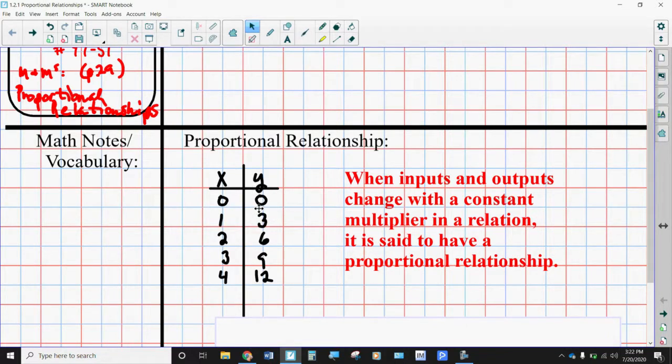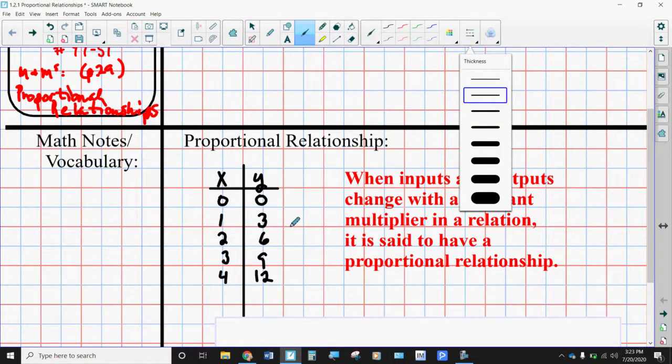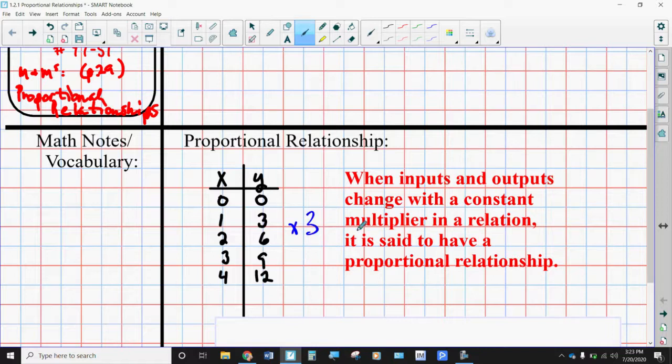And there was that other element with the straight line. Well, the fact that the line was straight on the graph meant that there was a constant growth rate and a constant multiplier in this relationship. So you look at this table and you can see that this is proportional, because when I multiply 1 times 3, I get 3. When I multiply 2 times 3, I get 6. When I multiply 3 times 3, I get 9. The fact that we are consistently multiplying every one of those by the number 3, that is your constant multiplier.